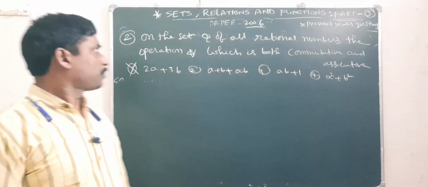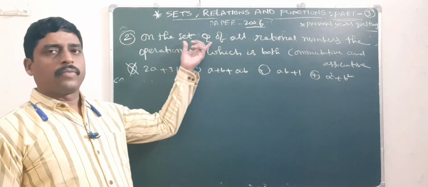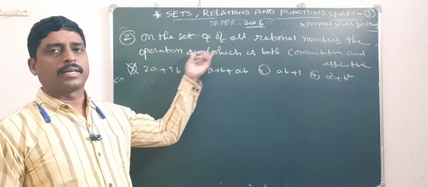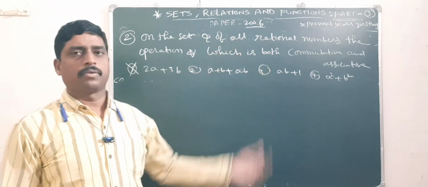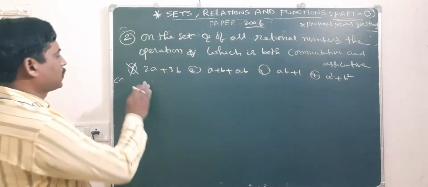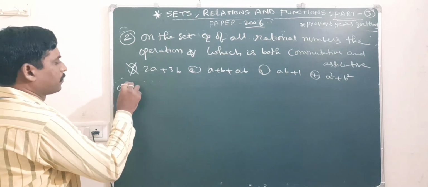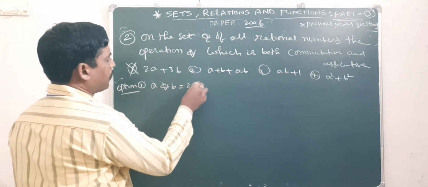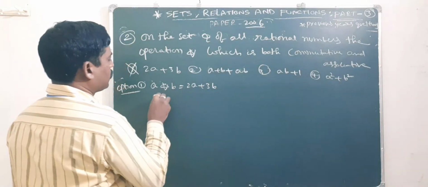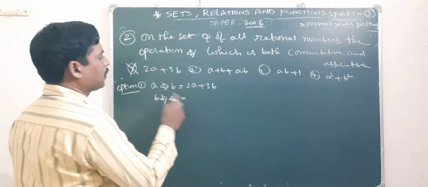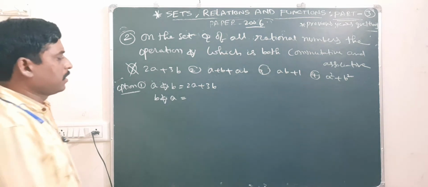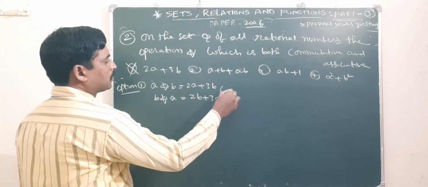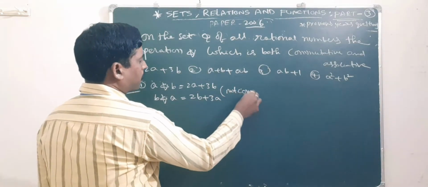So let us go to the next problem. What is given? The rational number set is given, and star is an operation. Which option satisfies commutative and associative both? So let us take the first option. Option 1: a star b is equal to 2a plus 3b. Tell me b star a. B star a is defined by 2b plus 3a. So this is not satisfied as the commutative property.